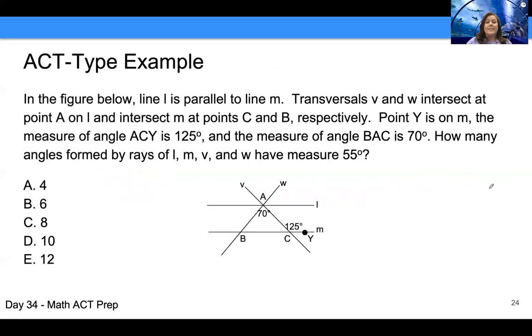Now here's our ACT example. You're given that line L is parallel to M. We have transversals V and W. Point Y is on line M, and the measure of ACY is 125, and BAC is 70. They want to know how many angles will have a measure of 55. Take a few moments, pause the video, and see what you come up with.